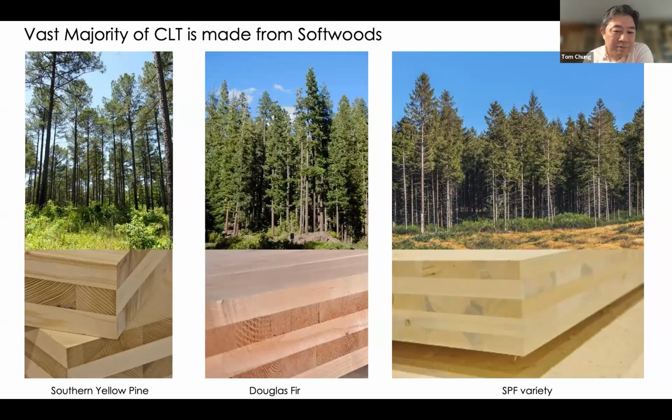It's been happening in Europe for about the past 25 years in terms of CLT technology and use, in Canada 15 years or so, and in the United States 10 years, and you see CLT structures in all places around the world. But a vast majority is made from softwoods. You see the most common varieties here: spruce pine fir, Douglas fir, which is prominent in the Pacific Northwest and known for its beautiful rosy color, and in the southeastern United States, the southern yellow pine, which is the largest wood basket in the United States.